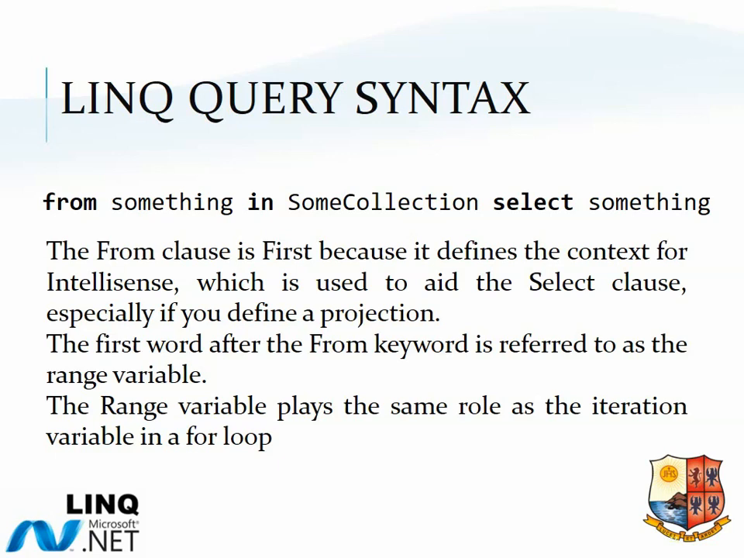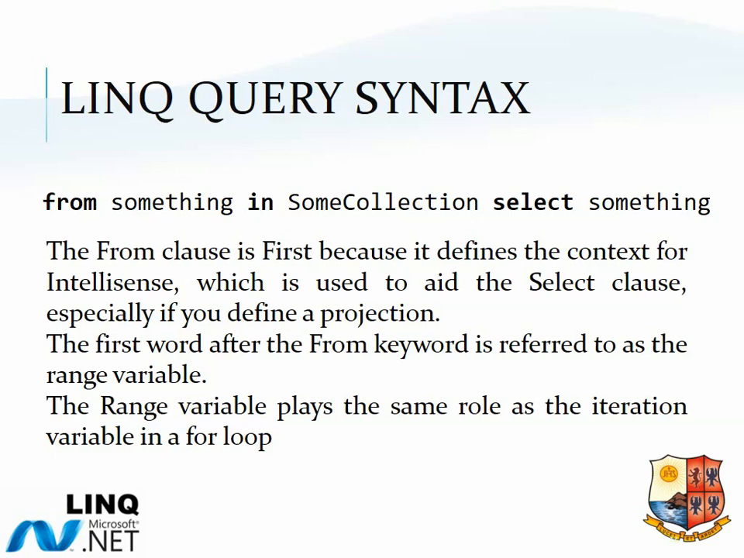The from clause is first because it defines the context for IntelliSense, which is used to aid your other suggestions. If the first line itself does not know what you're talking about, the remaining lines also will not know what you're writing. In the first line itself, we should tell what the source of data is, especially if you are going for a projection, which means retrieval. You should tell from where it should be retrieved. And the first word after the from keyword is referred to as the range variable. I'm repeating it again: the first word after the from keyword is referred to as the range variable.